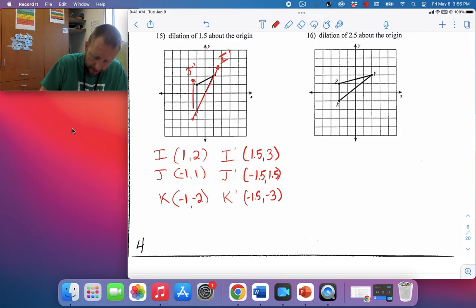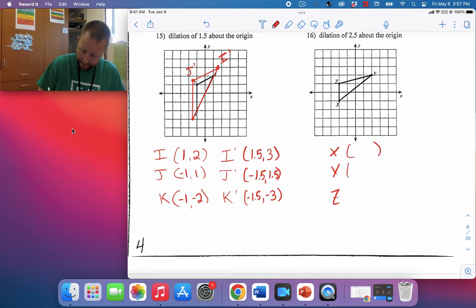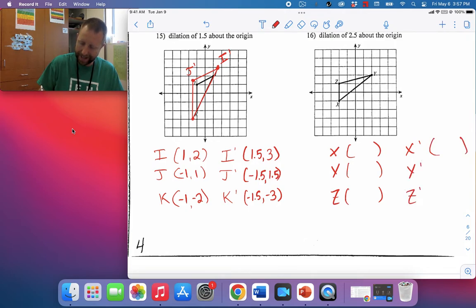I'm using the magic of the iPad. Notice all of my sides are parallel. When I do a dilation, all the sides are parallel again. For number 16, I want to do the same thing, so let's just breeze through this. We know what to do now. It's X, Y, Z, and then X prime, Y prime, Z prime. I just do the little dash through my Z so you don't think that it's a 2.